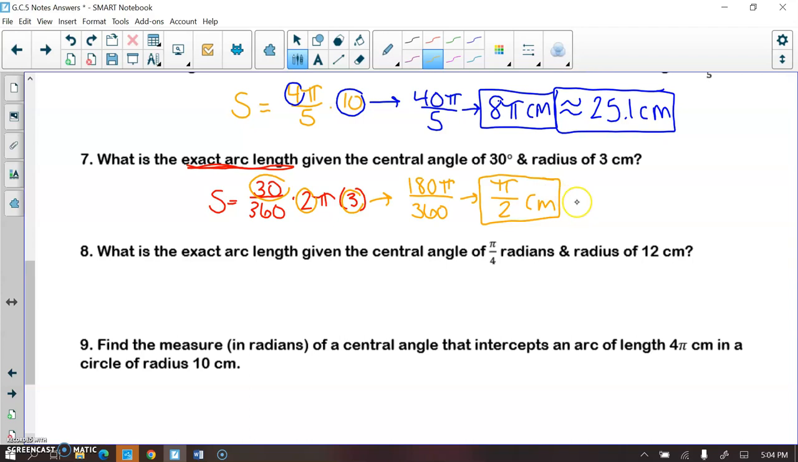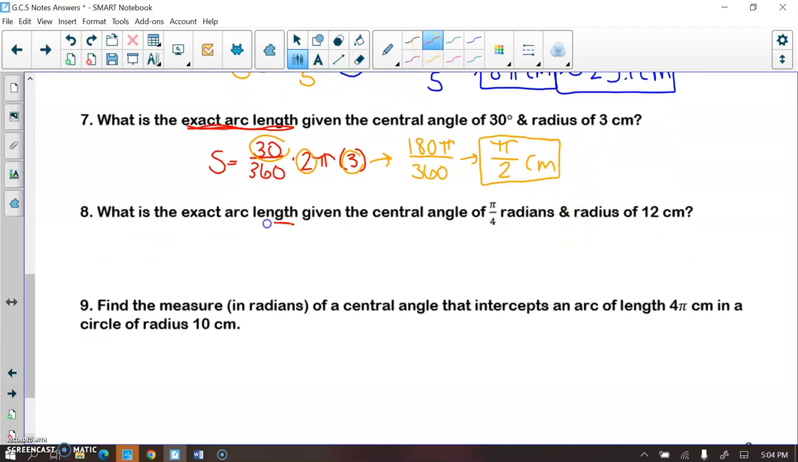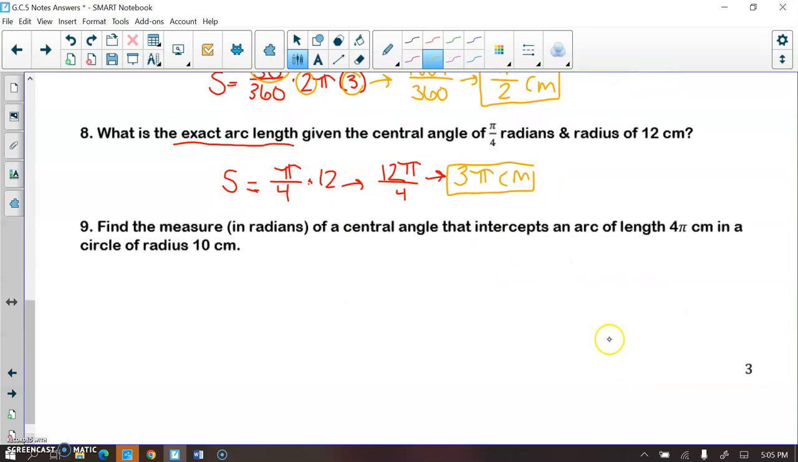So for my next one, what is the exact arc length given the central angle of pi over 4 radians and the radius of 12? So we're going to use the arc length formula with radians, which basically just says we're going to take our radians and multiply by our radius. So multiplying that together, I get a 12 pi over 4. 12 divided by 4 is a 3, so I have a 3 pi centimeters. We're going to leave it like that because they asked for exact format.